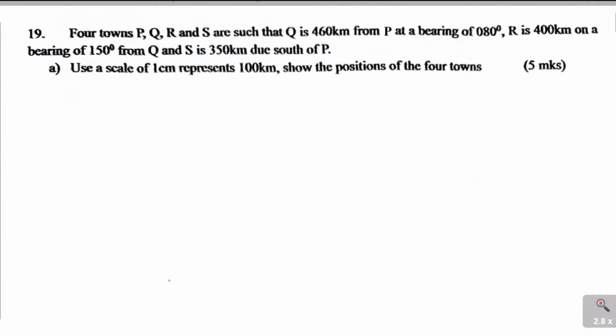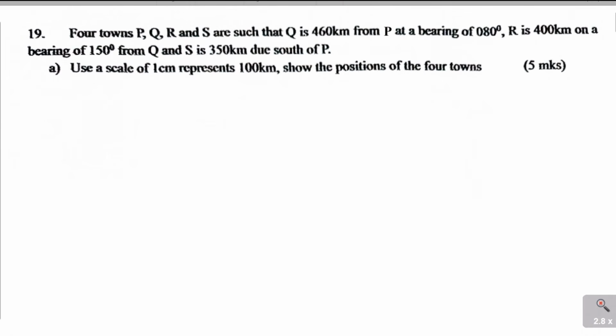Question 19. Four towns P, Q, R, and S are such that Q is 460 kilometers from P at a bearing of 080 degrees. R is 400 kilometers on a bearing of 150 degrees from Q, and S is 350 kilometers due south of P. Part A. Use a scale of 1 centimeter represents 100 kilometers. Show the positions of the 4 towns. 5 marks. Now the best way to study this question is by drawing a sketch.